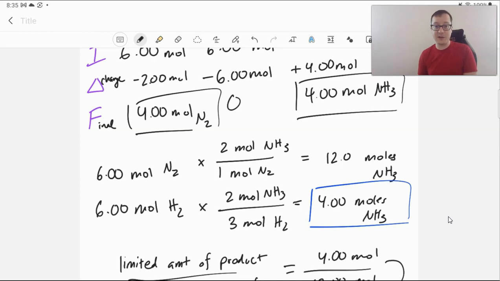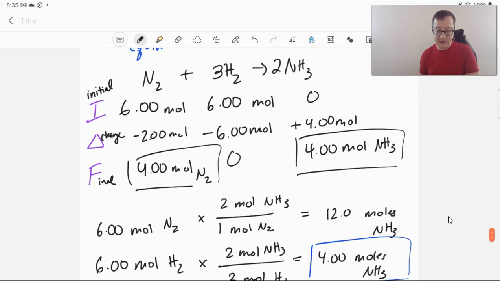Once you have that information, you can use it to determine how much of your excess reactant you have used up, and then from that you can determine how much is left over. And so with this, that's how we can work through this. If you're just given moles, though, what we can do also is just look at the coefficients and just mathematically determine it because it's pretty easy to do.